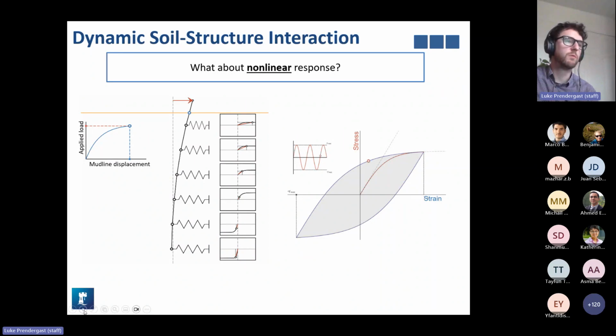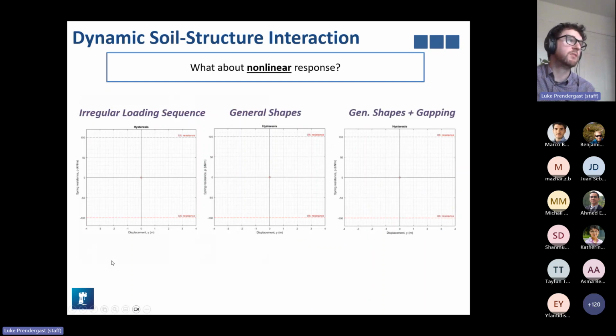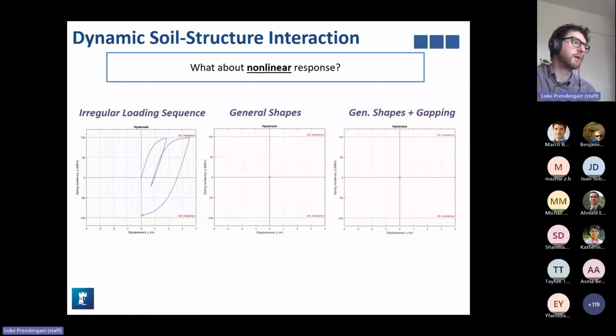So some of the recent work we've been looking at is characterizing this using available site inspection data like cone penetration test data, for example. So just to give you an example of what the response of an offshore system might look like under an irregular loading sequence. This on the left is the soil structure interaction response of a given spring in a numerical model under the action of an irregular load series.